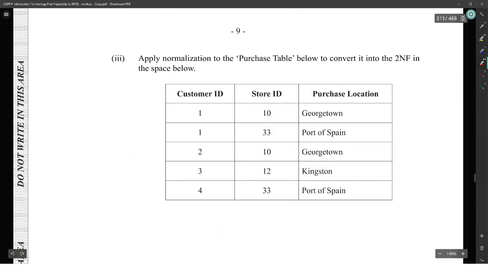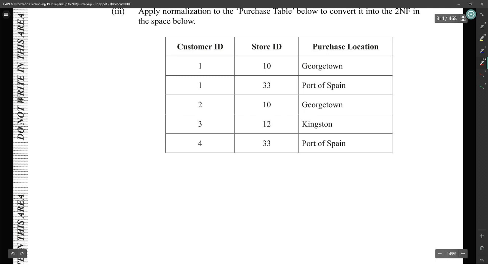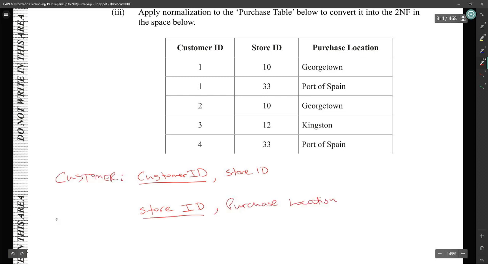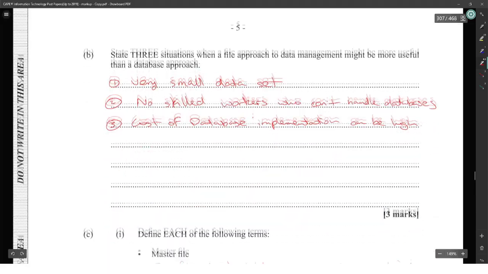All right. Apply normalization to the purchase table below to convert it to second normal form. It's only three fields though. I brought in the customer ID and store ID, and then store ID and the purchase location. So yeah, the customer table, and then you have the store table. Yeah, that's pretty straightforward. And the store ID would relate to the customer ID in the next table. Yep. That was a ridiculously easy question.